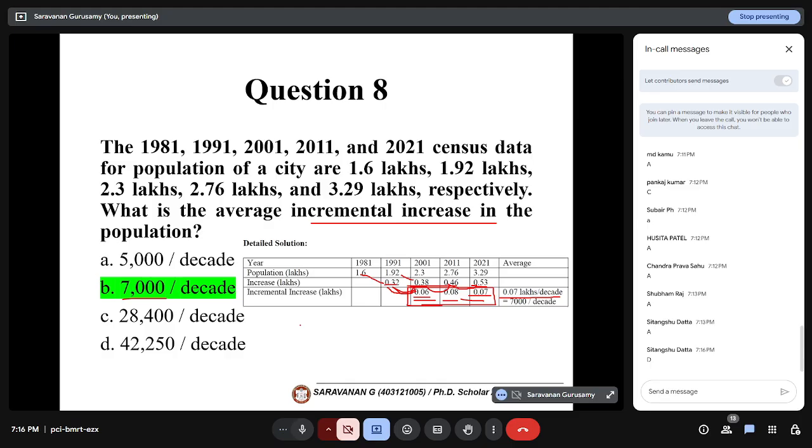Oh, you have taken 0.32, 0.38, 0.46, 0.53. Ma'am, maybe you are talking about 0.4225 as the average of this, but that is the arithmetic average. They are not asking for the arithmetic average. They are asking for the incremental increase average. So the answer you are saying is correct, 0.4225 per decade, what you said is correct. But the question is asking for the incremental increase, so please change the answer to B. You have to take the difference in this increase and take the average. That is the incremental increase. This is what you have to take as I in the formula.